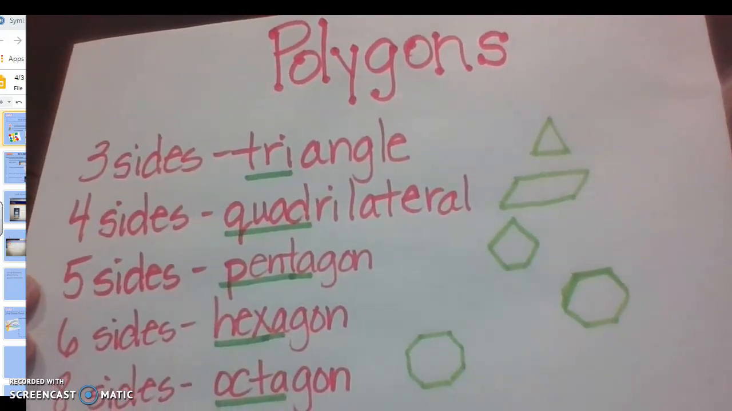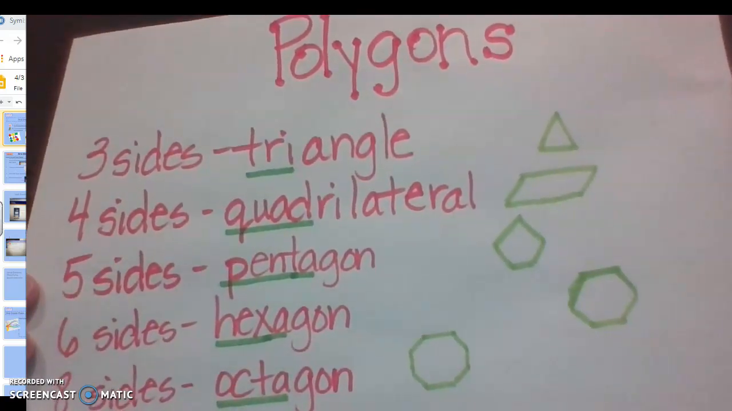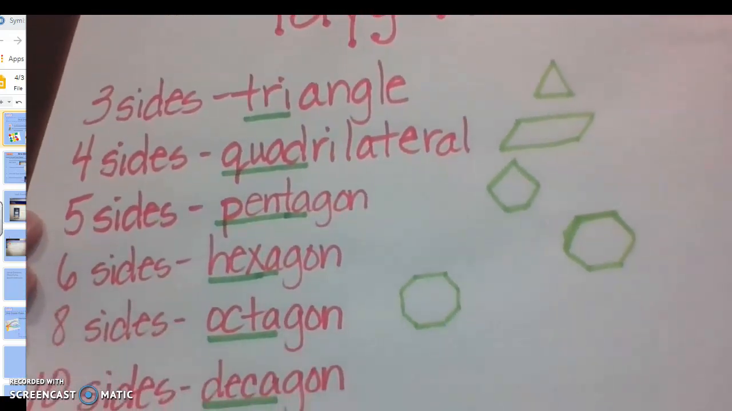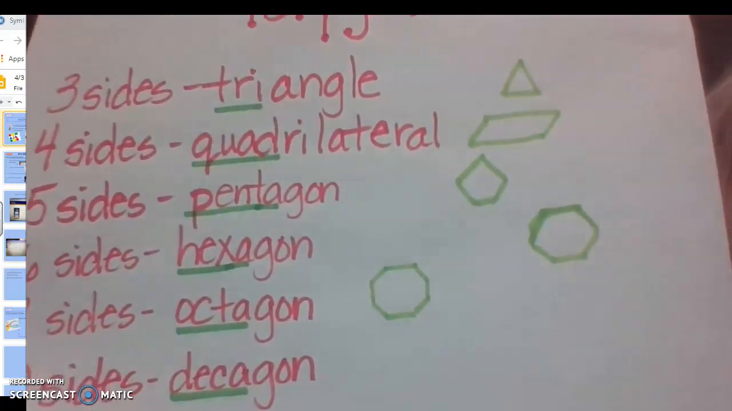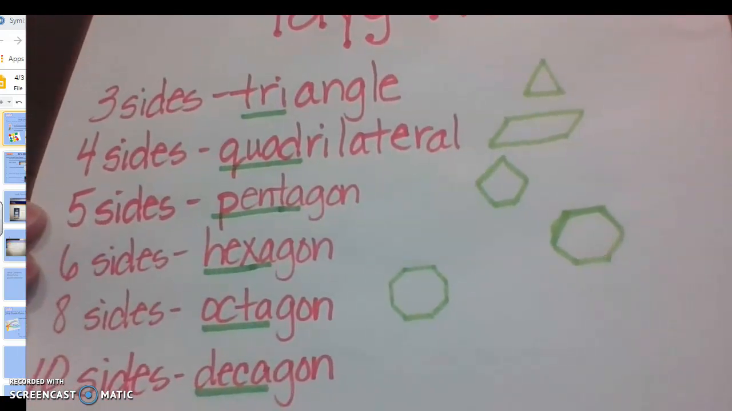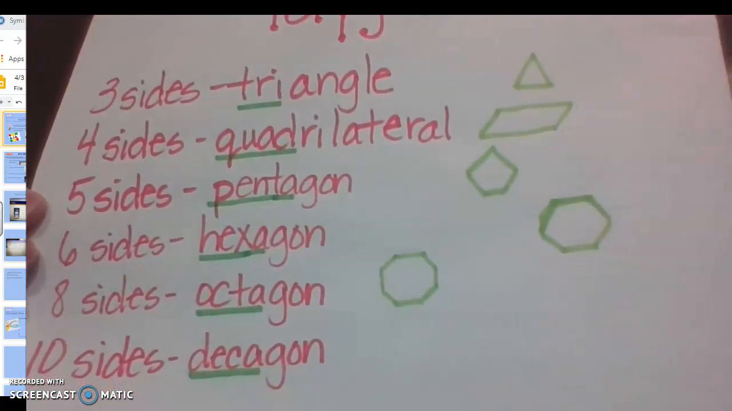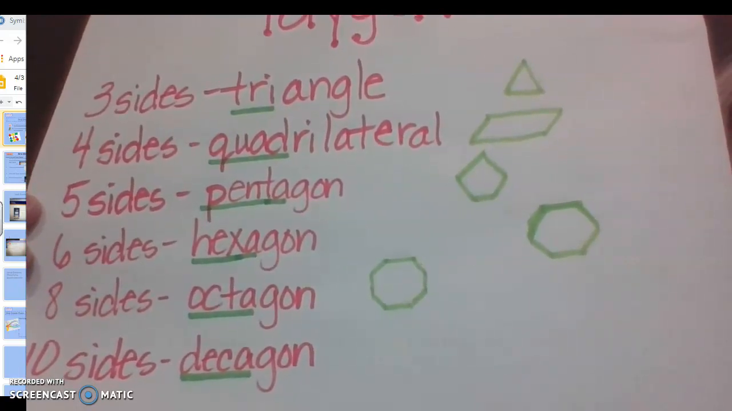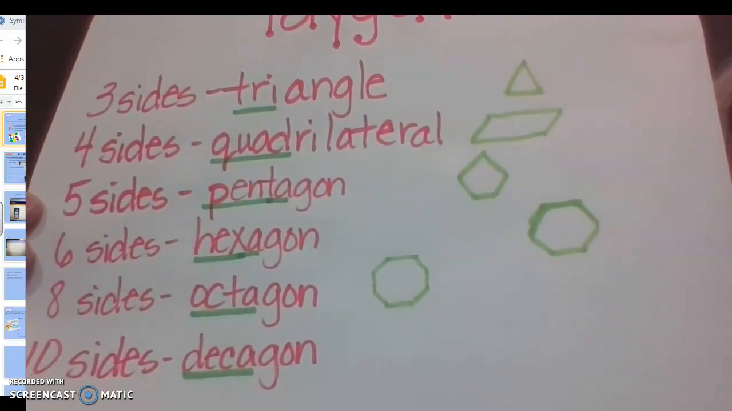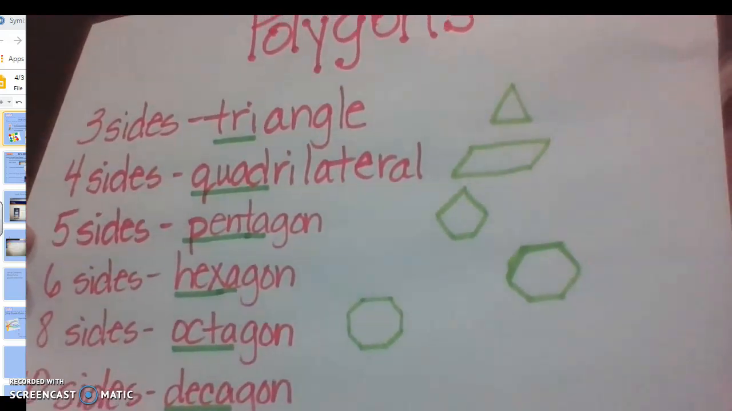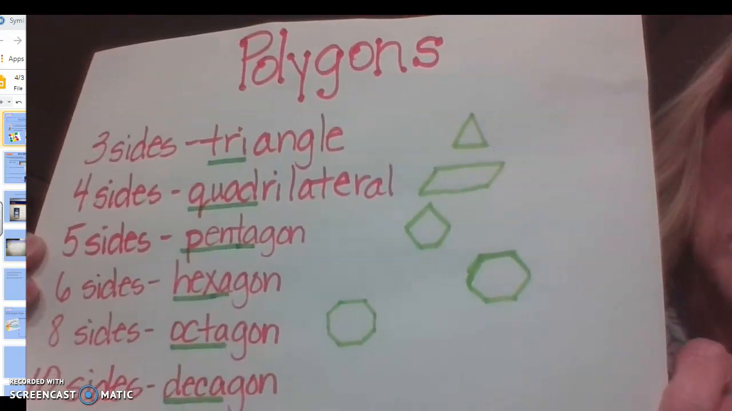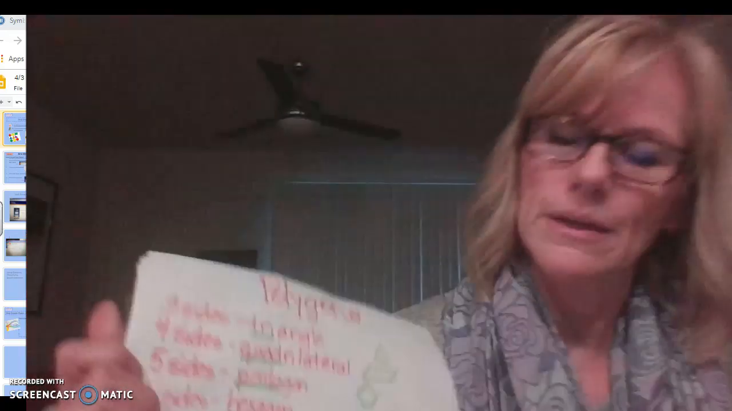If a shape has six sides, or hexa, it's called a hexagon. And if a shape has eight sides, or octa, like octopus, it's called an octagon. And if a shape has 10 sides, deca means 10, that would be called a decagon. All of these shapes live in the polygon family. We'll build on that more next week.